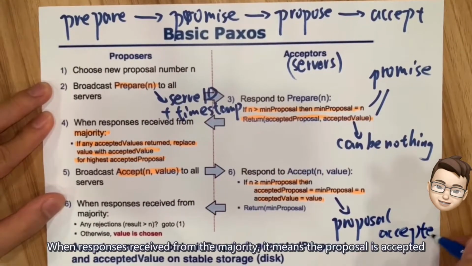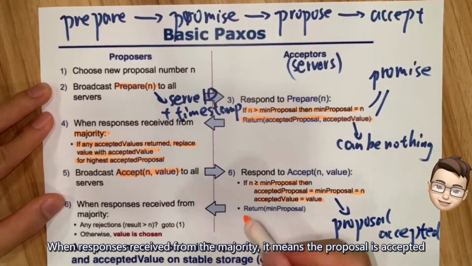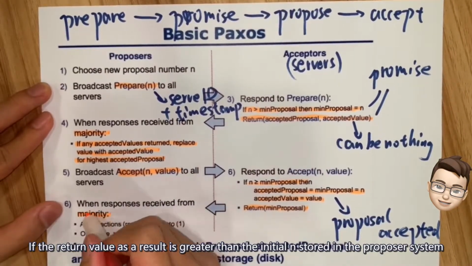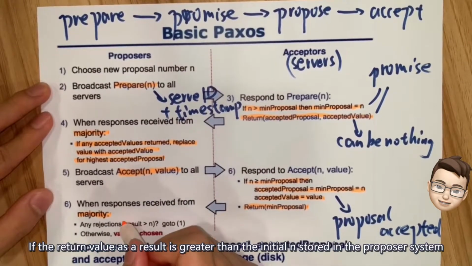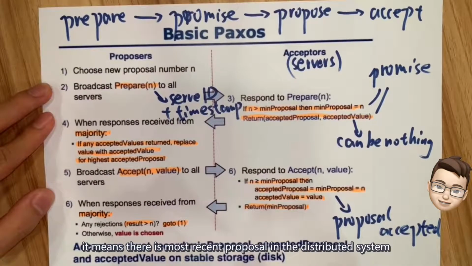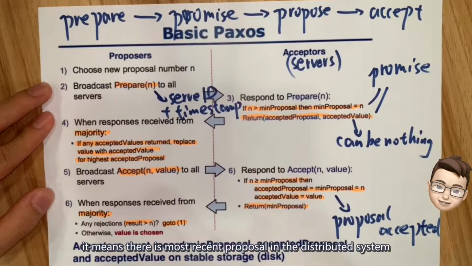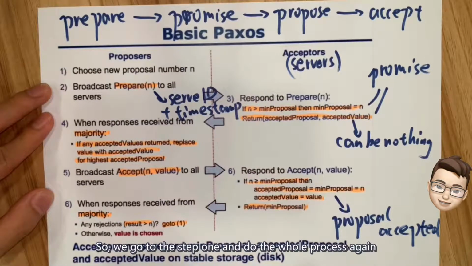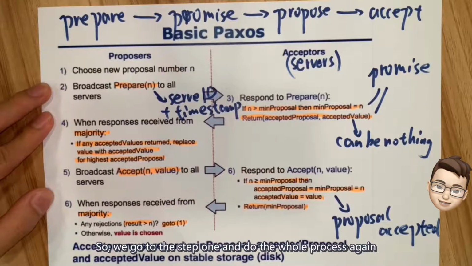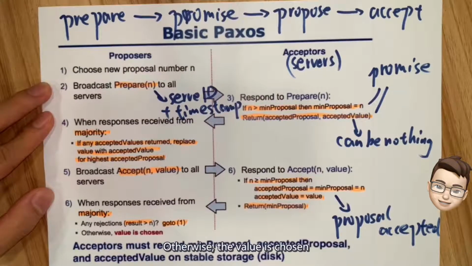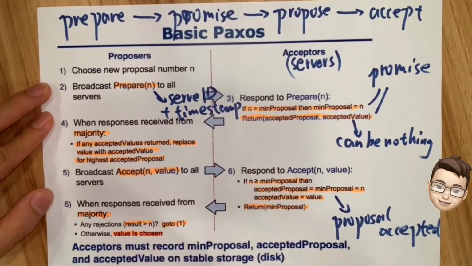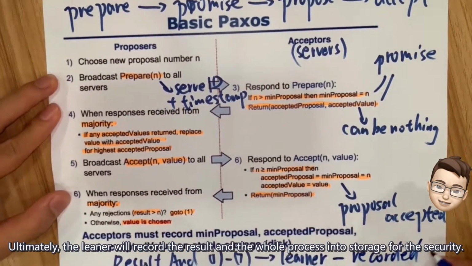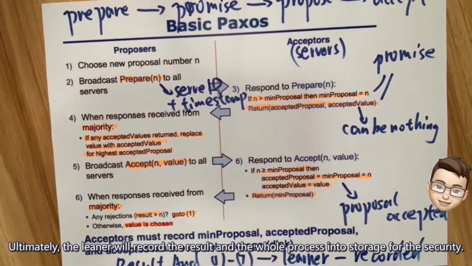When a response is received from the majority, it means the proposal is accepted. If the returned value is greater than the initial n stored in the proposal system, it means there is a more recent proposal in the distributed system. So we go to step 1 and do the whole process again. Otherwise, the value is chosen. Ultimately, the learner will record the result and the whole process into storage for security.